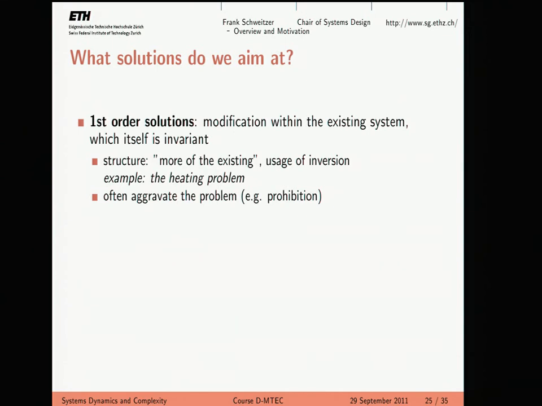For instance, the heating problem. If you're cold in your room, doing more of the same or a first order solution would be to turn up the heating. If you're still cold, you do more of the same, you turn the heating up. And do this more and more until you either cannot turn the heating anymore, in which case you certainly still have a problem, or you're satisfied. So this is the first order solution, turning up the heating. Often it happens that first order solutions simply exacerbate the problem.